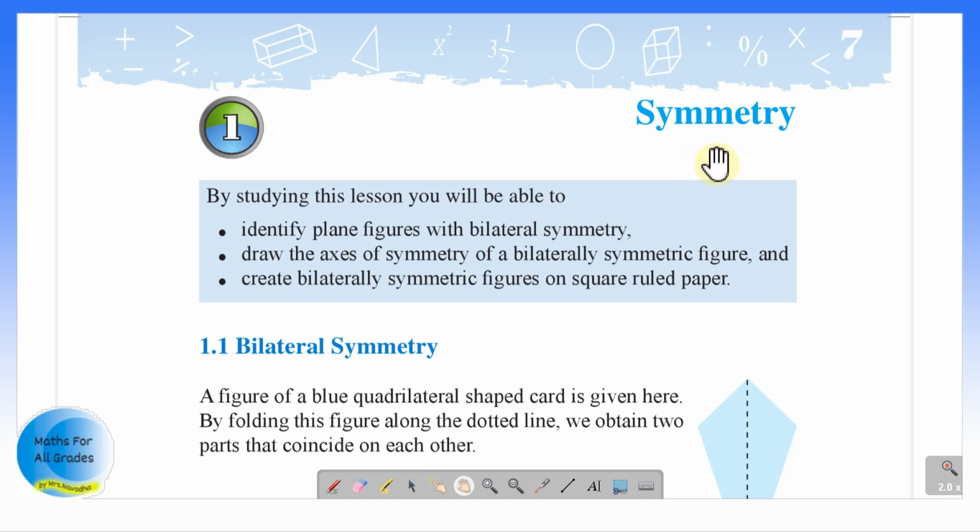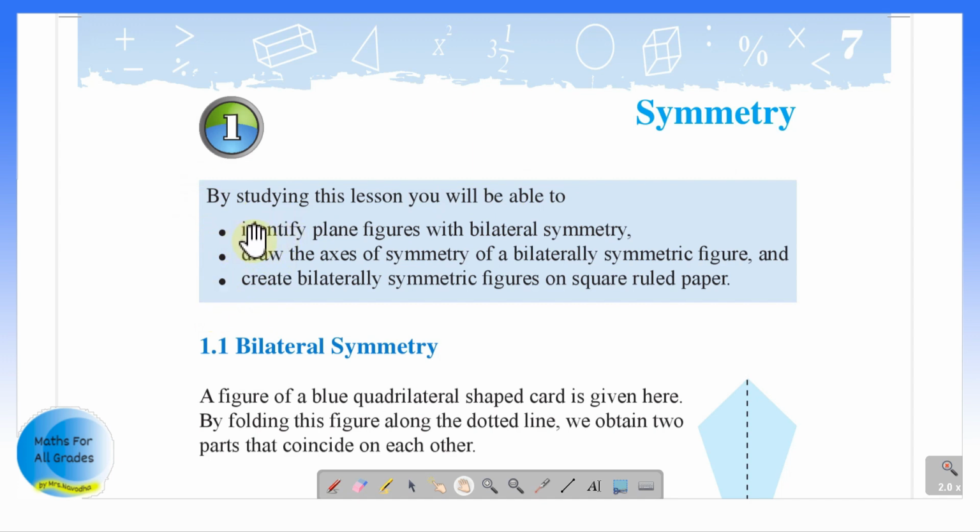I'm Mrs. Navodha. In this video, I'll teach you the first lesson of your math textbook which is about symmetry. Before starting this lesson, let's see what you are going to achieve after learning this lesson.